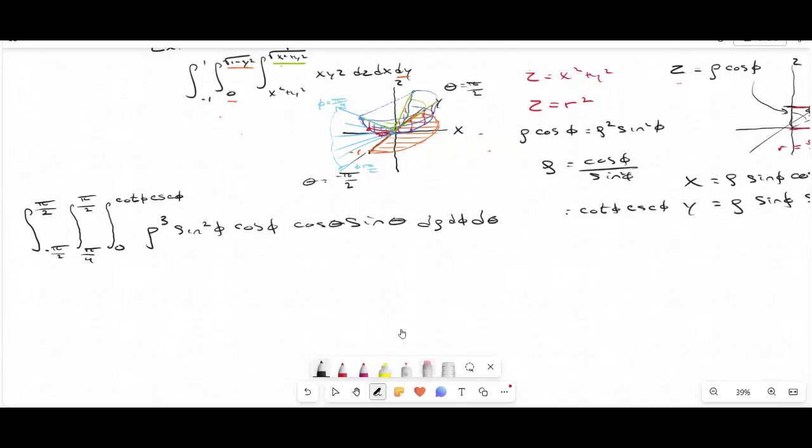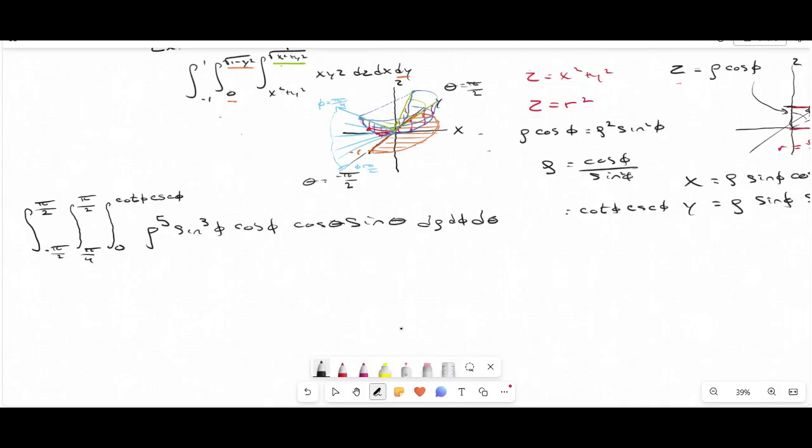How will I get that? Well, I'll change that 3 to a 5. That's the rho squared I just put in. And I need sine of phi. I've already got 2 factors of that, so now I've got 3 factors of that. Boom. Rho to the 5th, sine cubed phi, cosine phi, cosine theta, sine theta. Yeah, I knew I did something wrong here.